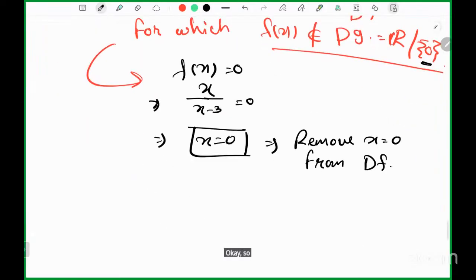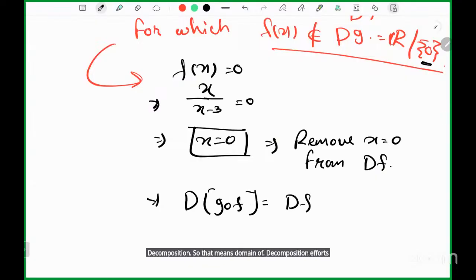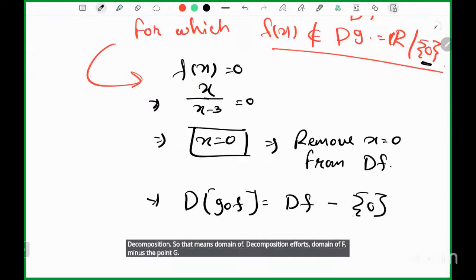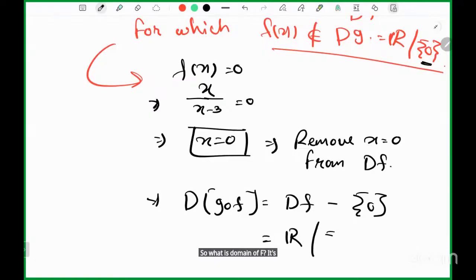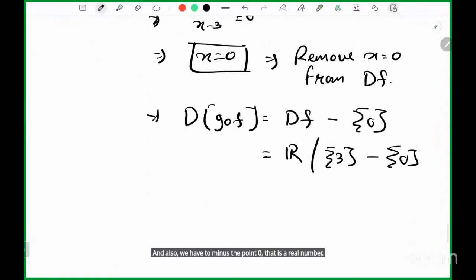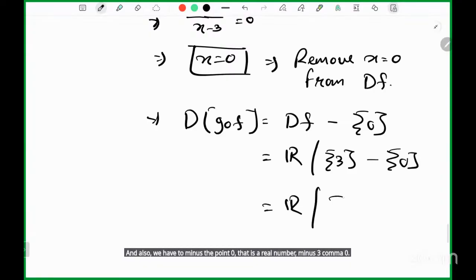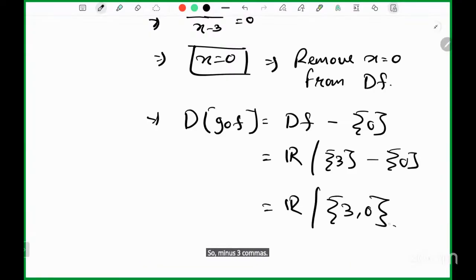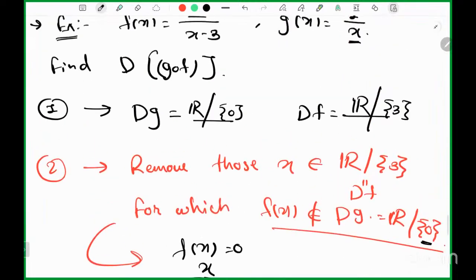Whatever is leftover is our domain of G composition f. So the domain of G composition f is the domain of f minus the point 0. What is the domain of f? It's real number minus 3. And we also have to remove the point 0, that is real number minus 3 comma 0. So that's how you can compute it.